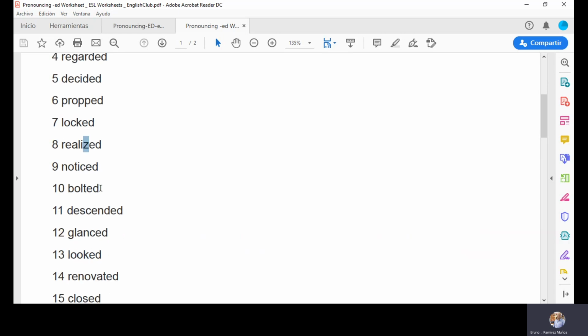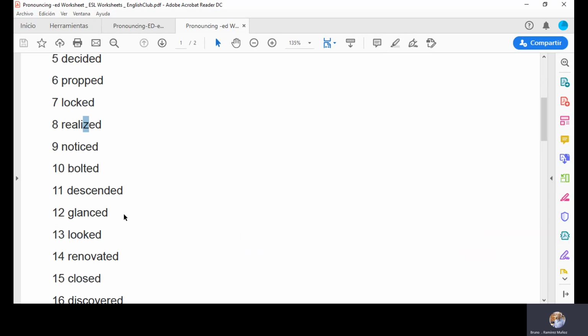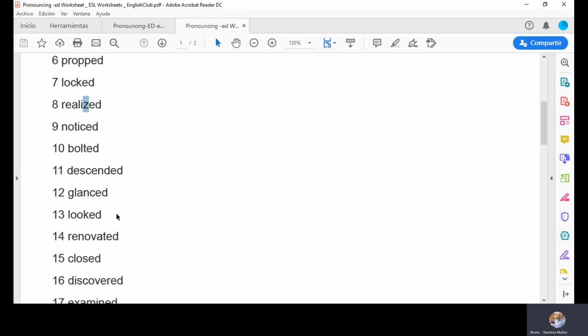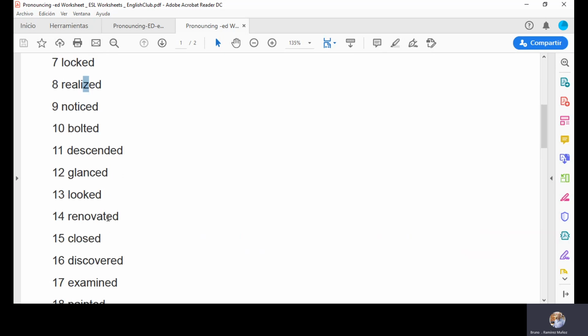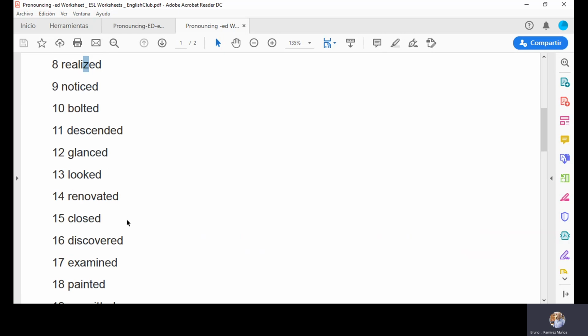Then we have in number 10, bolted. Number 11, descended. Number 12, glanced, right? Voiceless. Number 13, looked, voiceless as well. Number 14, renovated, id, right? 15, we have closed.